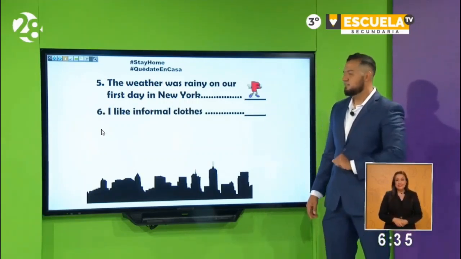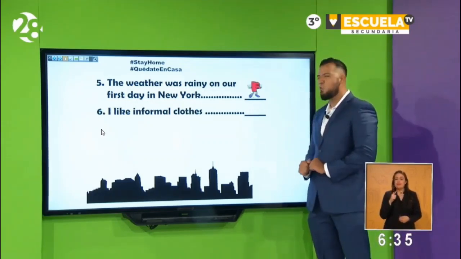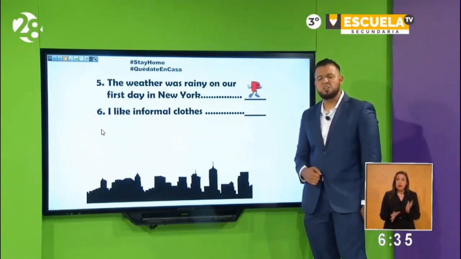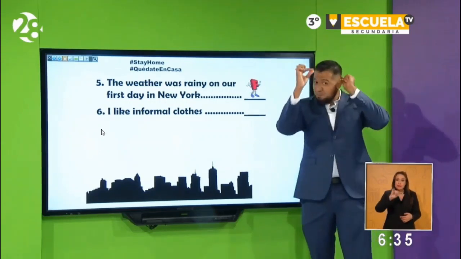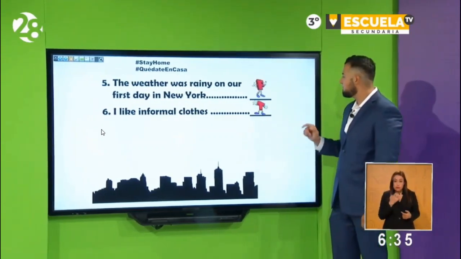I like informal clothes. What are informal clothes? When you use jeans, when you use your sneakers or tennis, when you use a cap. I like informal clothes. True.